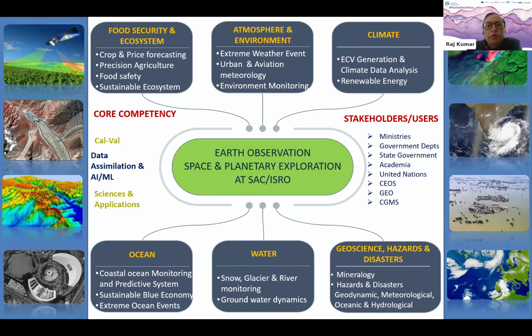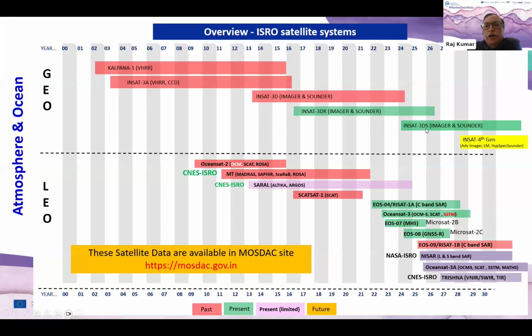For all these things, we need to use satellite data. We use many satellites from our partners, space agencies all over the globe. But from ISRO also, we have many satellite data, mainly what we are using for atmosphere and ocean. This is data from the geostationary satellites, like earlier we had Kalpana, now the INSAT series is there. Presently, there are 3DS satellites, and a fourth generation satellite will be launched.